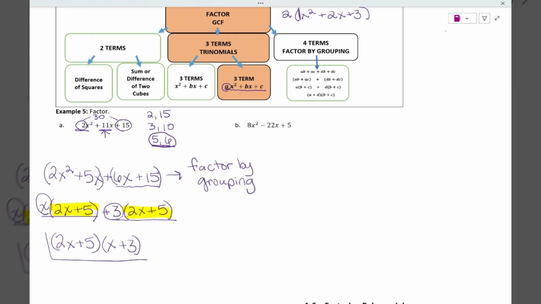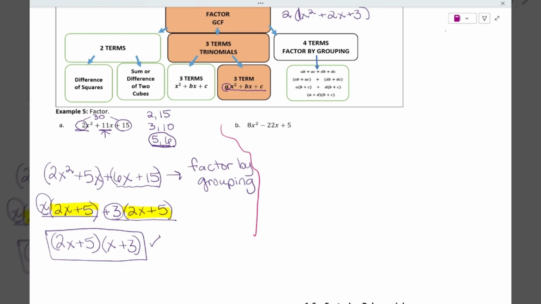So that is the factorization for that one right there. Okay, let's do another example, part B. Okay, it works the same. First step, we should always check, is there a GCF to factor out amongst these 3 terms? 8x squared minus 22x plus 5. And no, there is not.